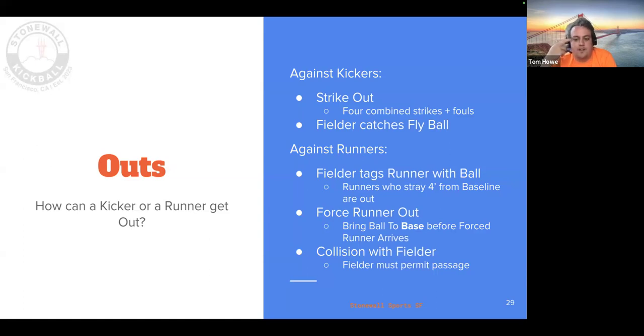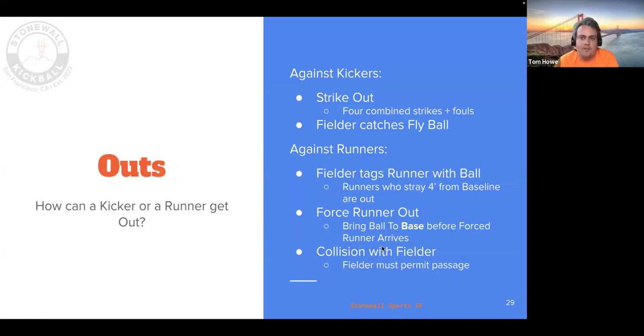Just a final thing to note, fielders must permit a safe passage to runners. So if you're a runner and you're running around the base and you're trying to get to, say, second base, fielders need to allow a safe passage. They can't just block your way. Unless they have the ball. Yes, unless they have the ball.